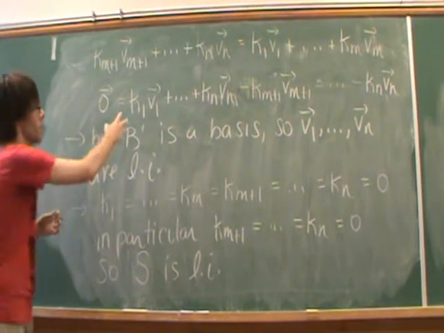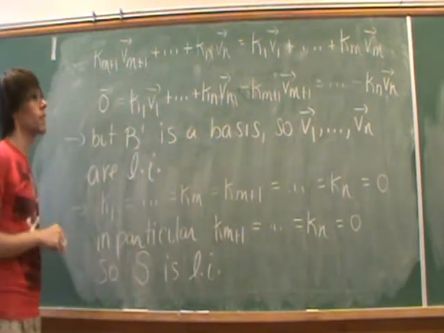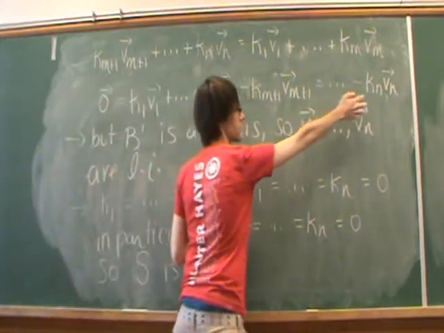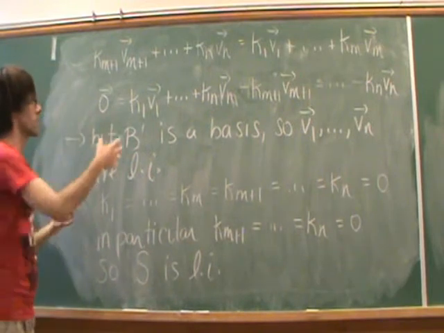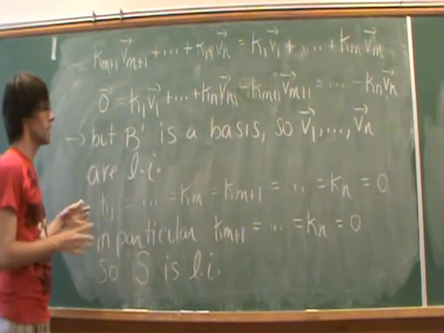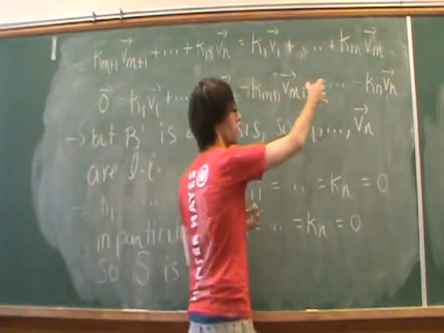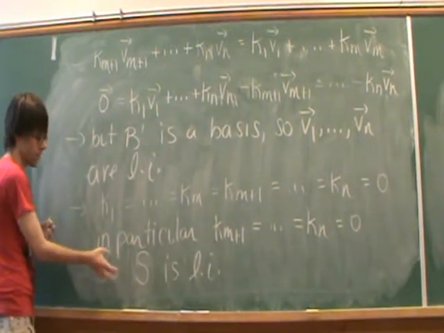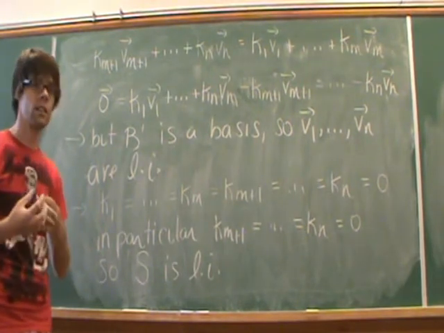So now we have a linear combination of the vectors v_1 all the way up to v_n. We can use the fact that B', which contains all of these vectors, is a basis. So all of these vectors are linearly independent, and all of these coefficients must be equal to 0. In particular, we're interested in k_{m+1} all the way up to k_n, and all of those are going to be equal to 0. So we've shown that the set S is linearly independent as well.